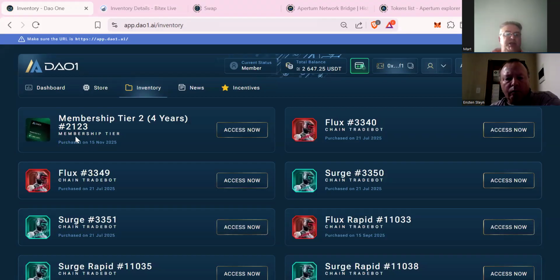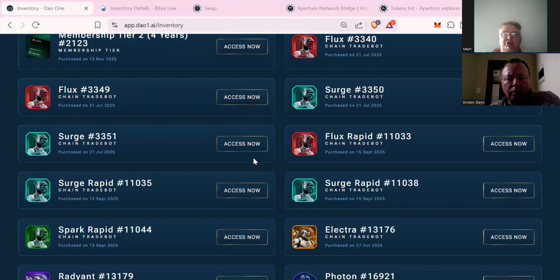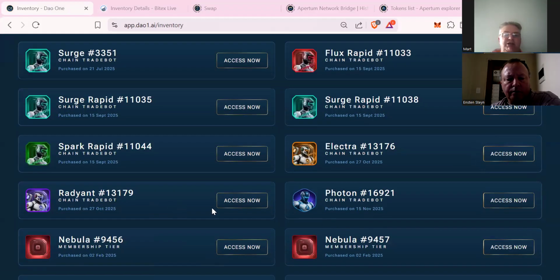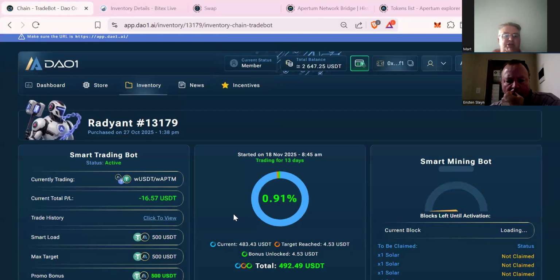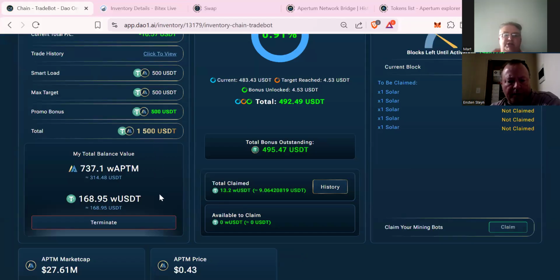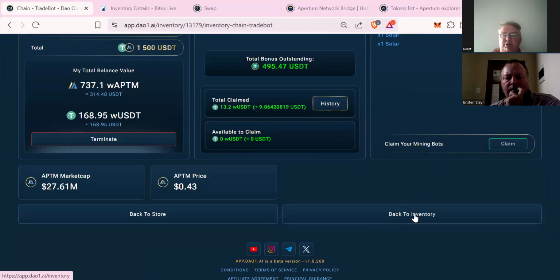So this is the membership tier that I'm looking at here, 2123. Flex, Flux, those are all trading bots. This is a mining bot. The Electra is the one we just did, okay? Radiant. These Radiants are both trading bots, and a Photon. This is also a trading bot. Okay, you've loaded this one. It's actually loaded. I claimed already as well. Okay, great. So you know it's potting there. That's good. Okay, so let me just close this quickly.